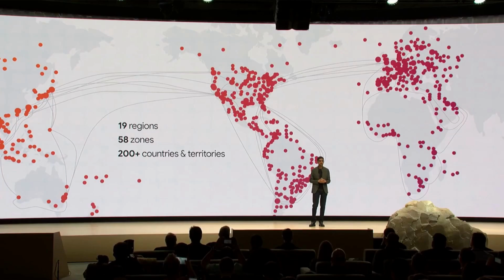So when you're talking about doing streaming of any kind, proximity matters. And proximity is how close are you to the person who's trying to consume your service or stream your stream or whatever it is. So what this map is showing is that Google Cloud is in 19 different regions, has 58 zones, and it's in 200 plus countries and territories.